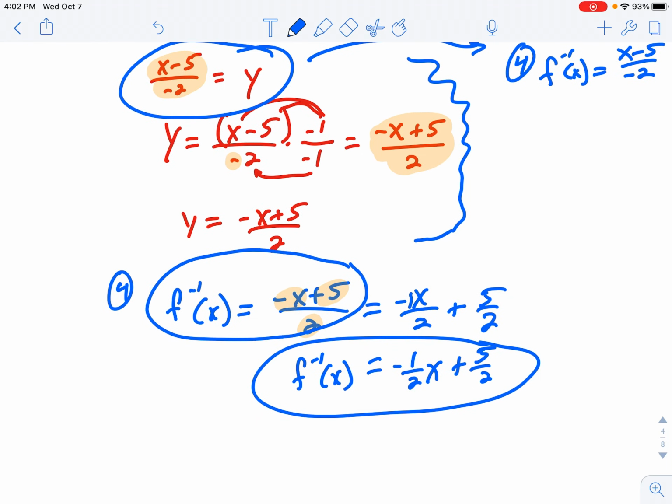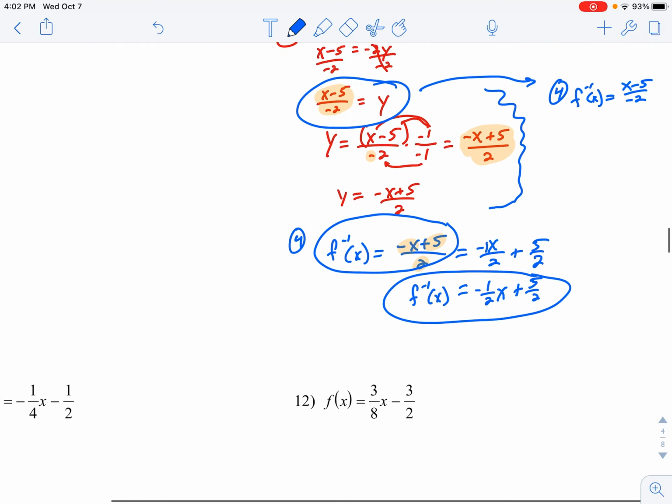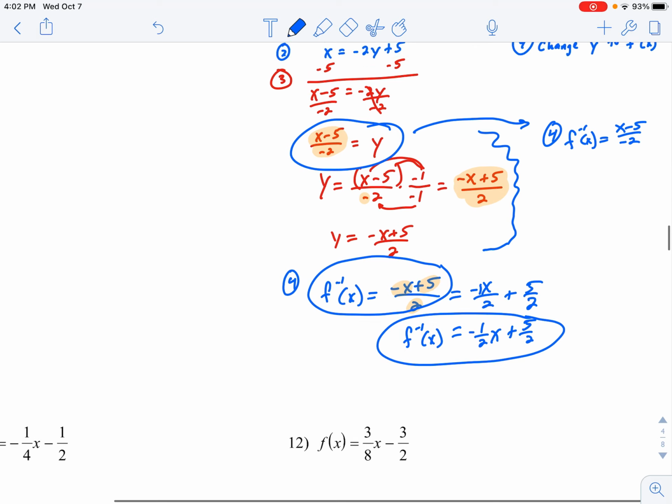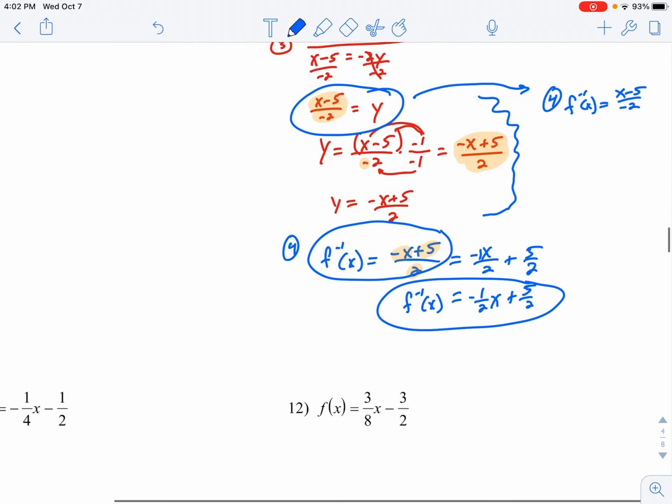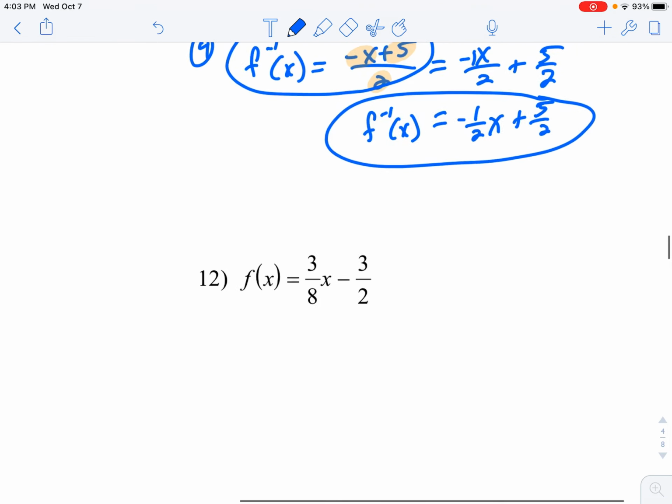Don't get too bummed out or discouraged if you do it all correct and check yourself and the answer is slightly different than what you expected to see. It'll be okay. All right, number 12.